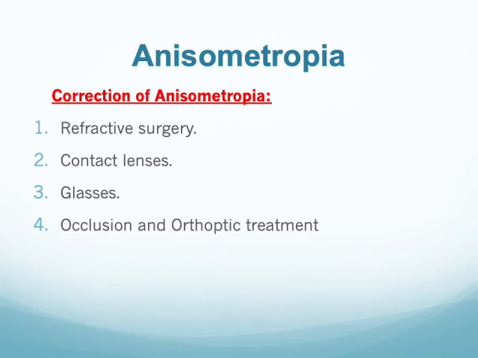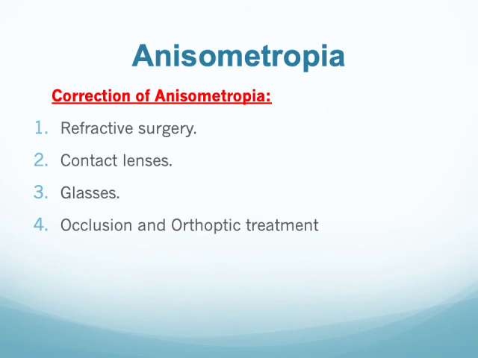What is the correction of anisometropia? We used to say in errors of refraction that the correction is with glasses, contact lens, and refractive surgery. But in anisometropia, we need two criteria for the correction: a permanent and full correction, to avoid the development of amblyopia and to avoid the bad consequences of anisometropia.